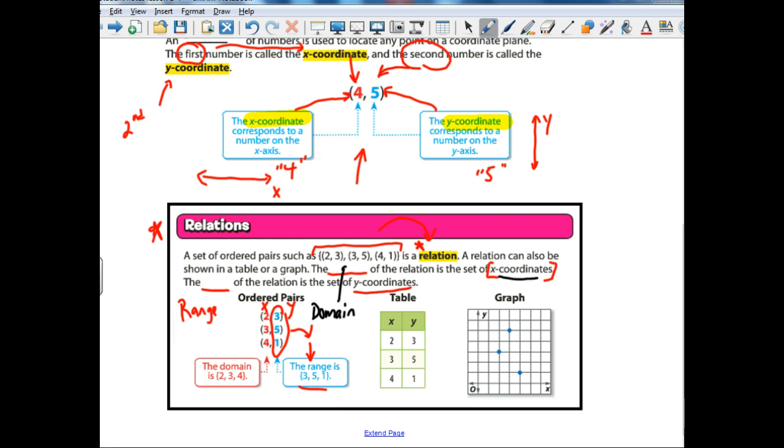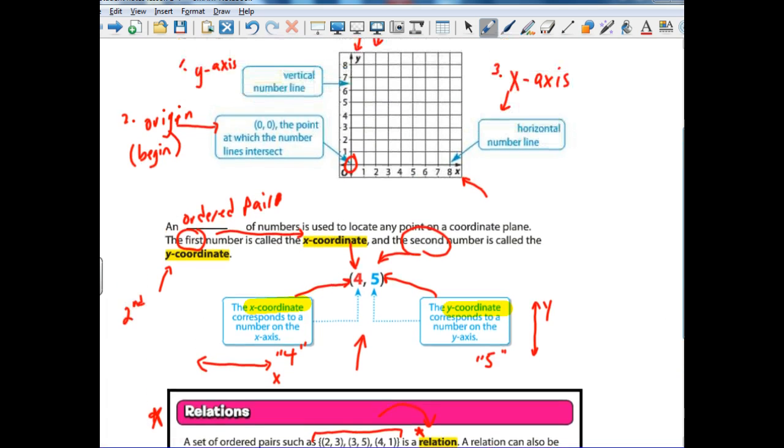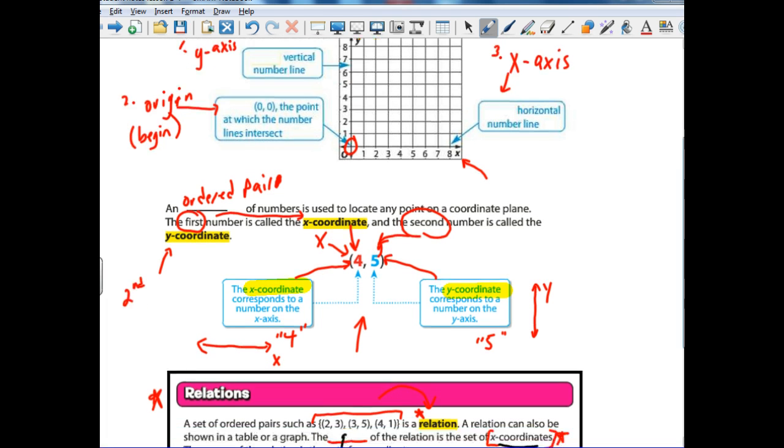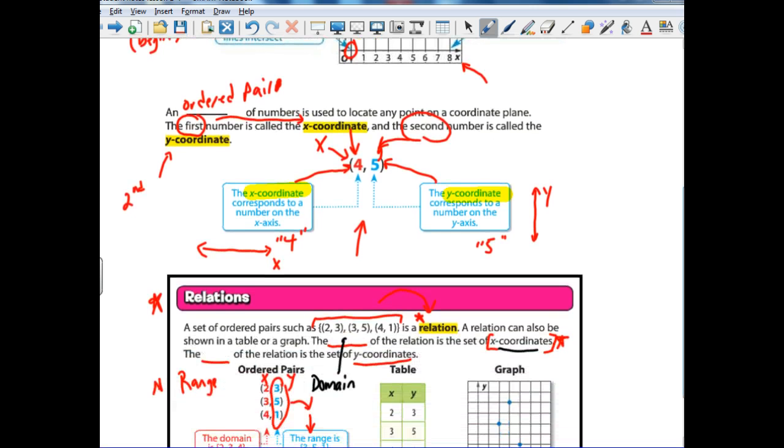Okay, so let's review this page. You need to know that the domain is the set of x coordinates. The range is the set of y coordinates. And then you also need to know up here that the first number is x, the second number is y. And then on the next page, in just a few minutes, we will learn how to plot those points if you don't remember. And that should do it for now.